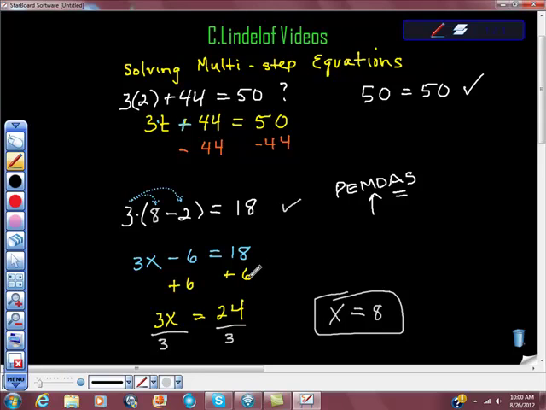All right. The only way to get good at these problems is to practice, practice, practice. Remember to use PEMDAS. Remember that we're going to try to undo our addition and subtraction before we mess around with our multiplication.